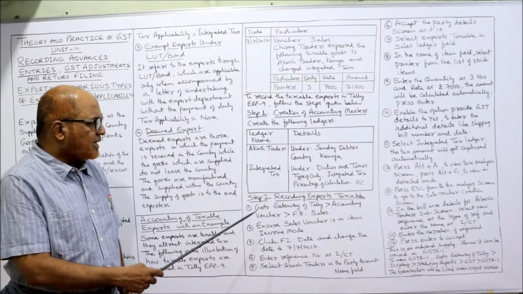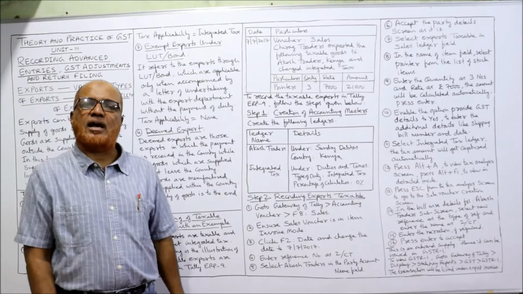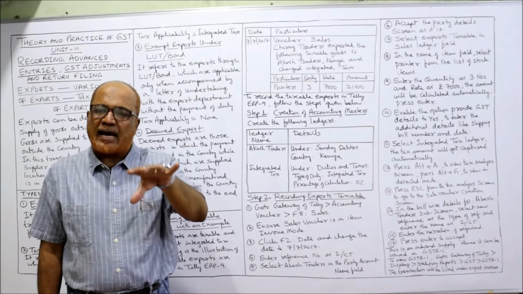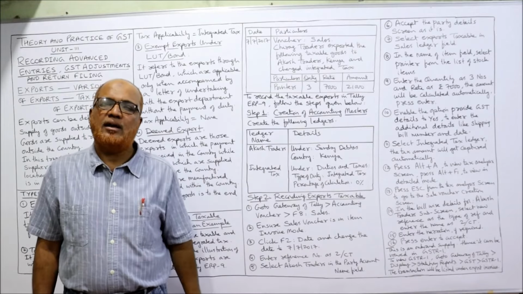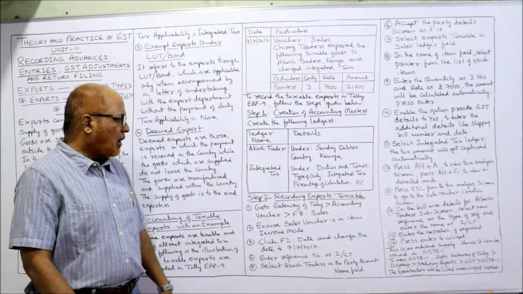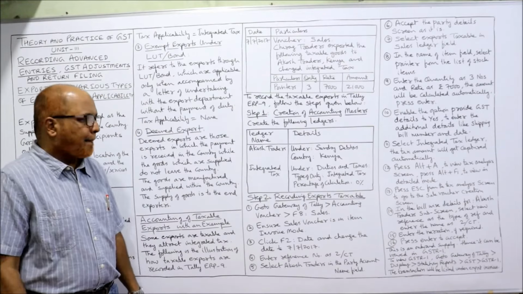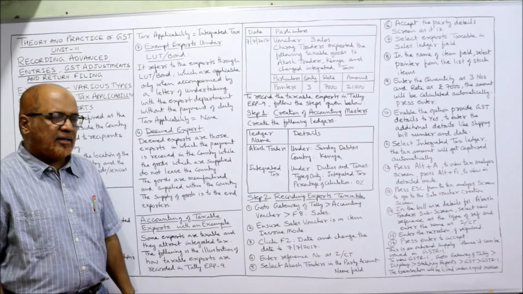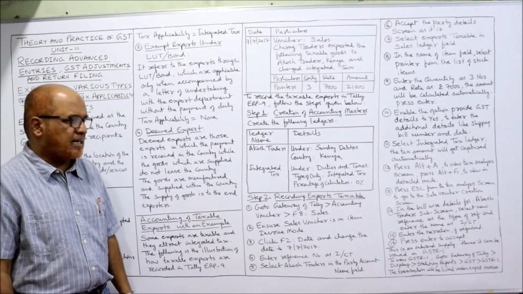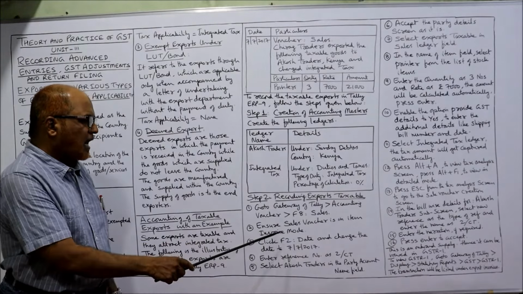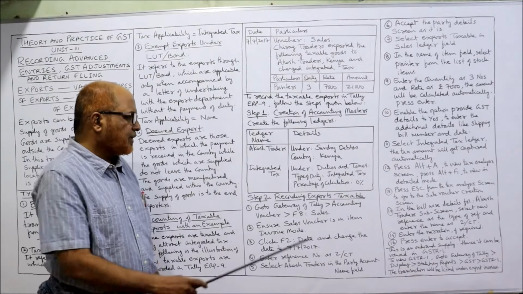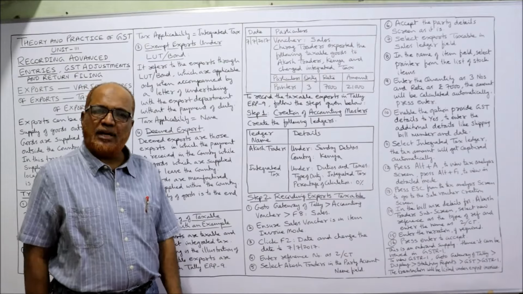Now second step, recording taxable exports. That means the exports which are taxable, how to enter them into Tally ERP 9. Already we have opened the ledgers. Now first go to Gateway of Tally, then select accounting vouchers, then press F8 for sales. Now ensure the sales voucher is in item invoice mode. You have to be sure that the sales voucher is in the item invoice mode.